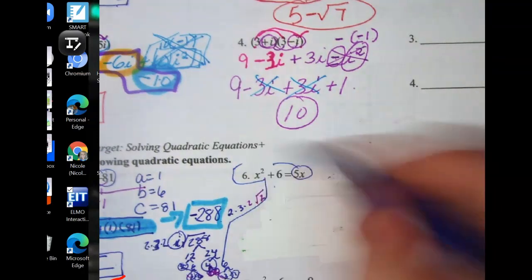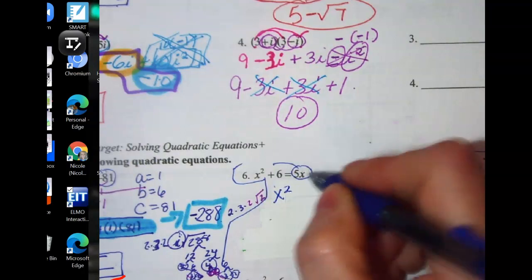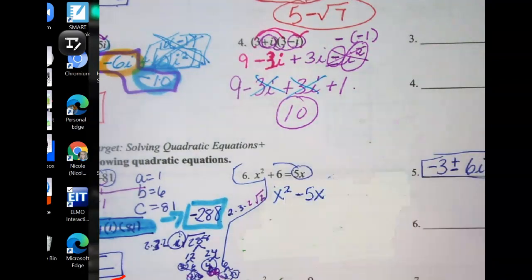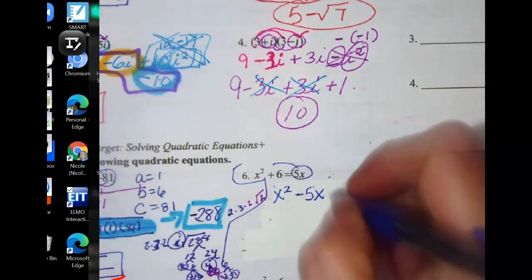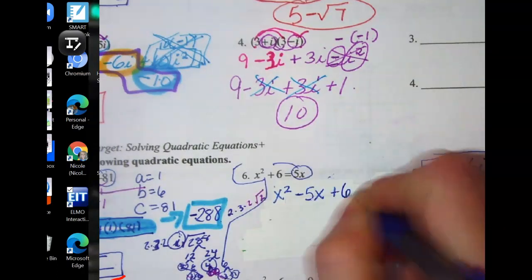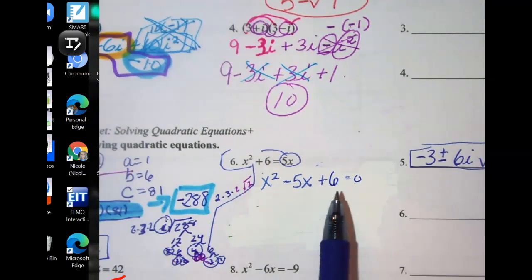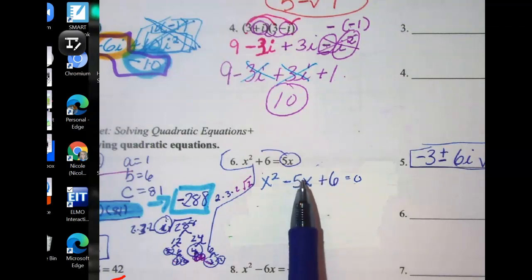If I were to bring this x squared and then bring the 5x to the other side, I'd have minus 5x in the middle because we want it in standard form. And then that plus 6 comes to the end, and you can do equals 0. I can think of possibilities in my head that when I multiply them together, I get 6, and that I can also add them together to get -5.